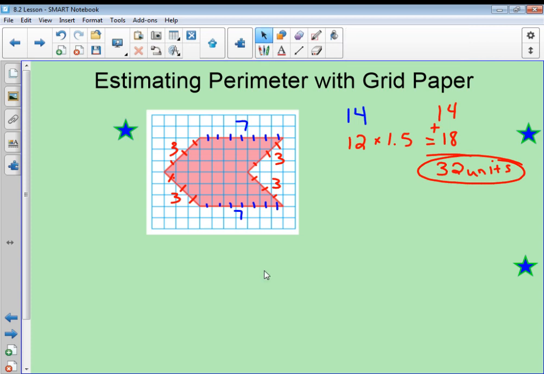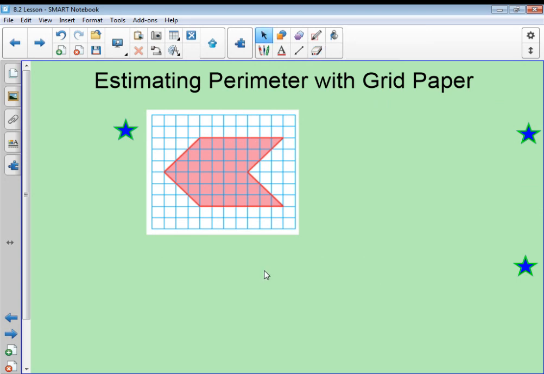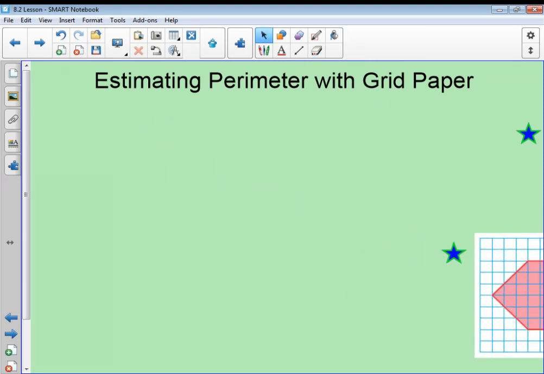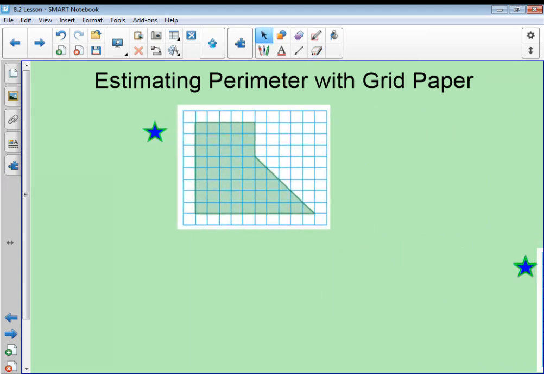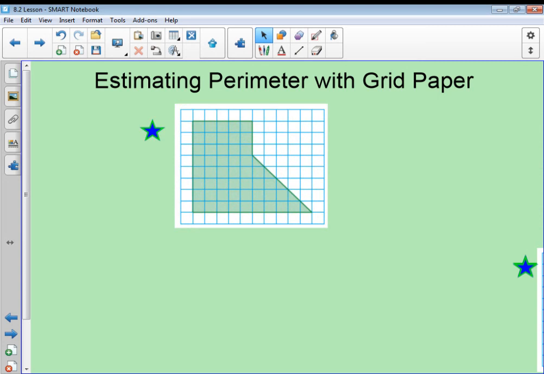Okay, so let's try another one of those. Notice I'm somebody very tactile. I have to kind of touch each one. It makes it easier for me to make sure that I've counted them correctly, but that is up to you. So I want you guys to go ahead, pause your video and work your way through this one and then restart your video and check yourself.